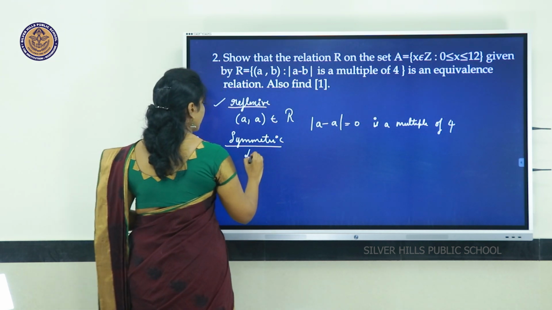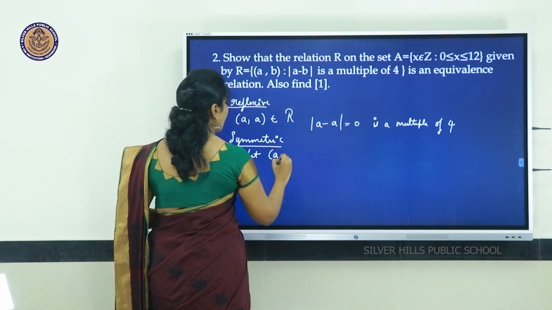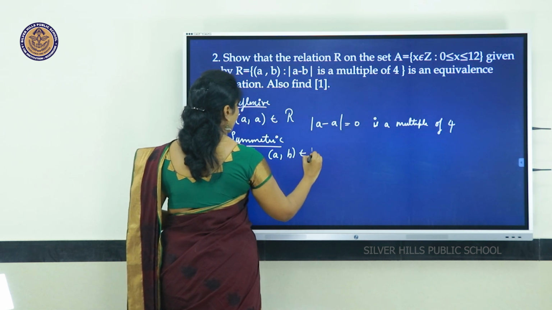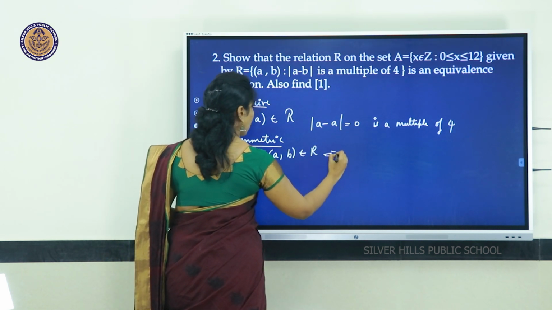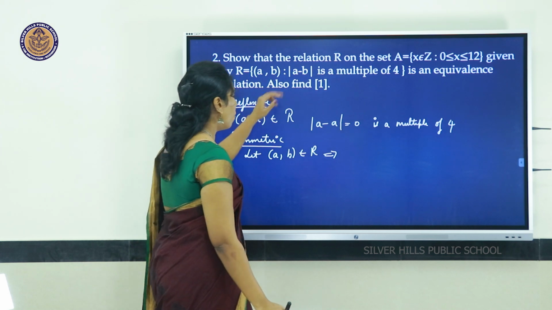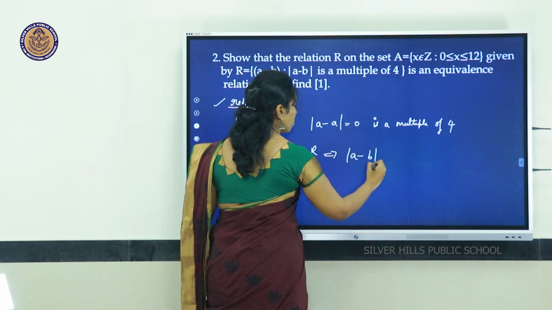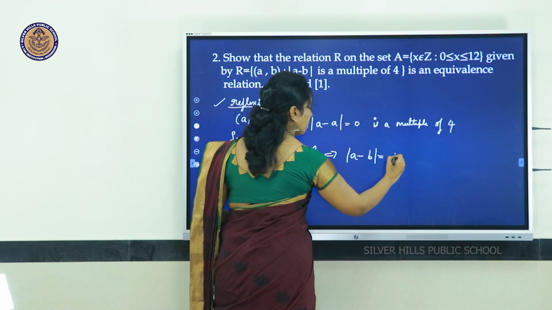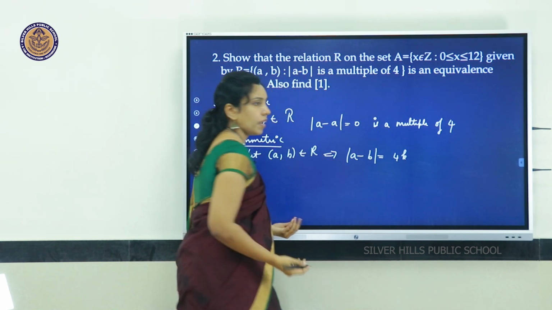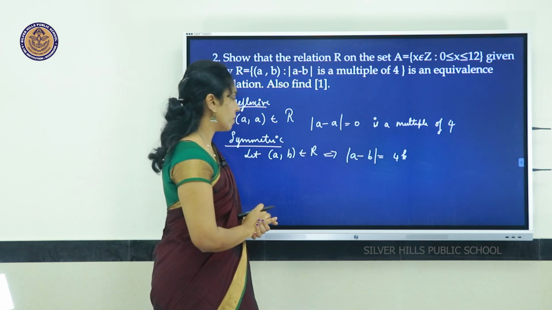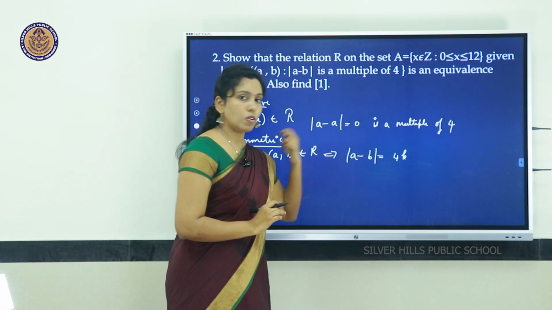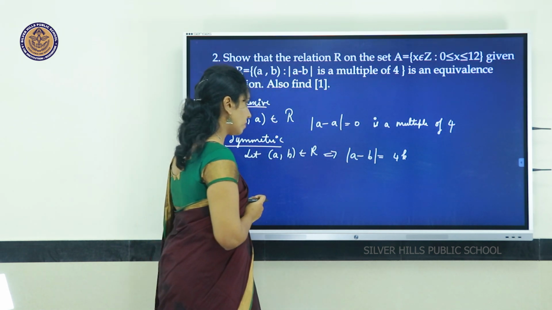So, let (A, B) belong to the relation R. We will just write the meaning of it. What does that mean? Modulus of A minus B is a multiple of 4. So, I just write it as some 4k, where k takes the values 1 etc. Mod A minus B is equal to some 4k.